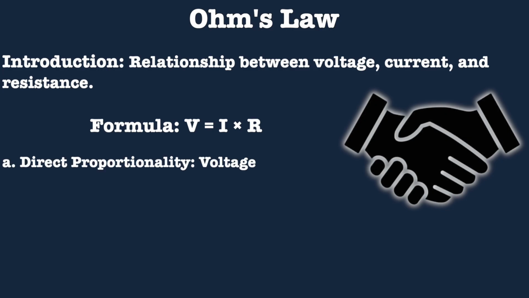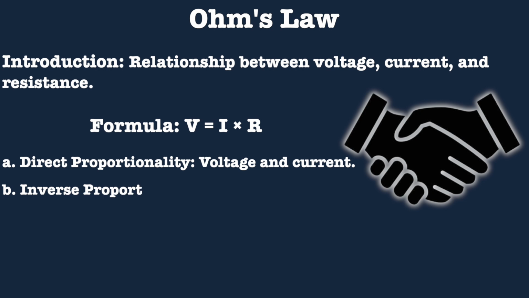Direct proportionality means that if you increase the voltage across the conductor keeping the resistance constant, the current flowing through it will increase proportionally. For inverse proportionality, if you increase the resistance of the conductor keeping voltage constant, the current flowing through it will decrease proportionally. Ohm's law helps us predict how changes in voltage, current and resistance affect each other in a circuit.